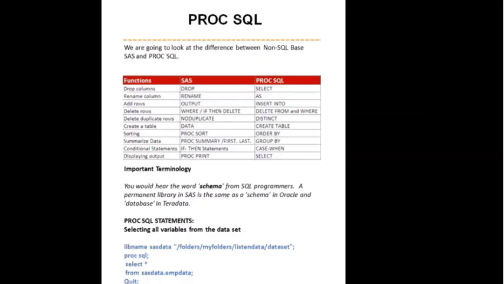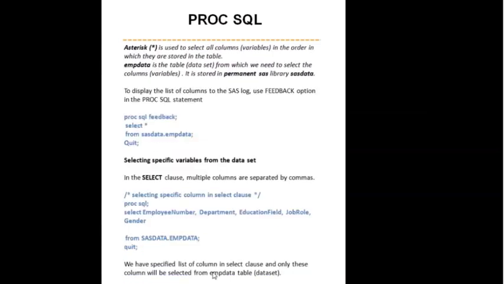You select all the variables from a dataset. Now you can see the asterisk is used to select all the columns. As I have already told you, emp data is the table or dataset from which you need to select the columns or variables. I have stored this into a permanent SAS library called sasdata. So I think now you are clear how you can create a permanent library, how you can store data to a permanent library, and then how you can refer to the data from that permanent library using PROC SQL.